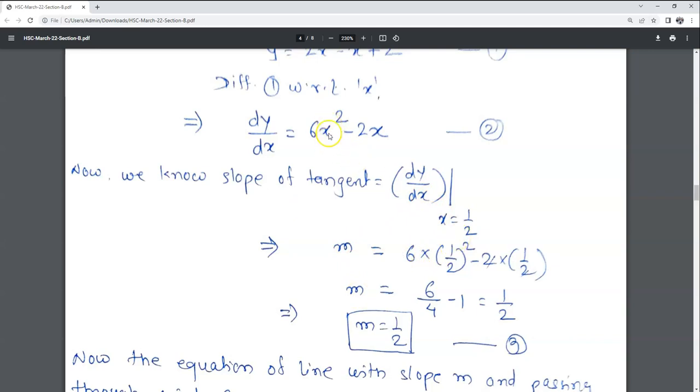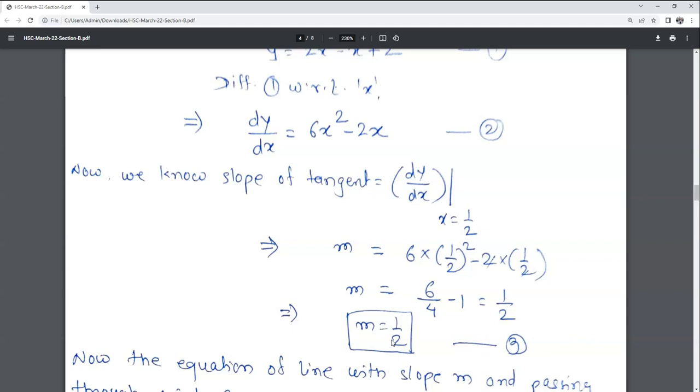Half squared, right? 6 into (1/2) square minus 2 into 1/2. 2 cancels. This is 1 by 4. So 6 by 4 minus this will be 1. So see, 6 by 4 is what? 3 by 2, that is 1.5. 3 by 2 minus 1 will give you 1/2. So the slope of the tangent is 1/2. See, we have got the slope, but have we got the equation of the tangent or not?